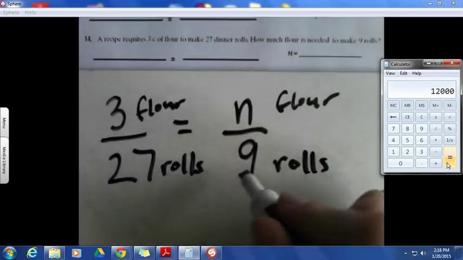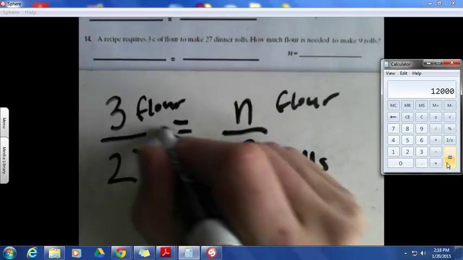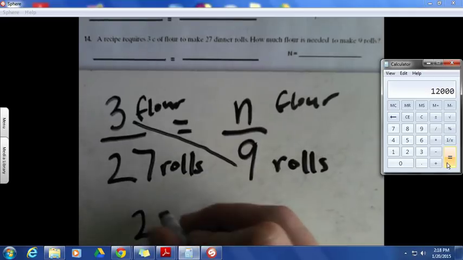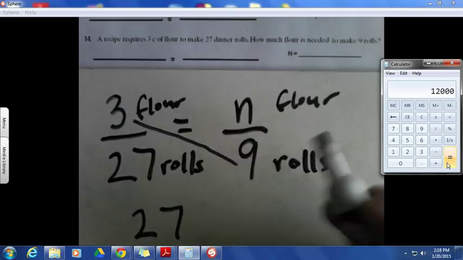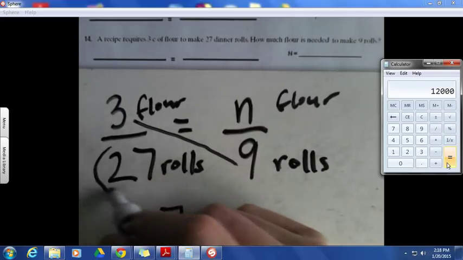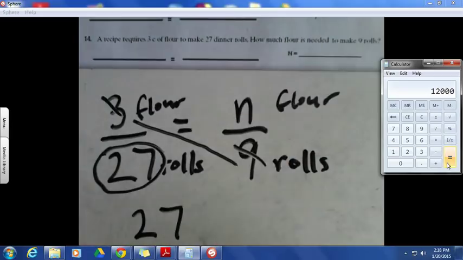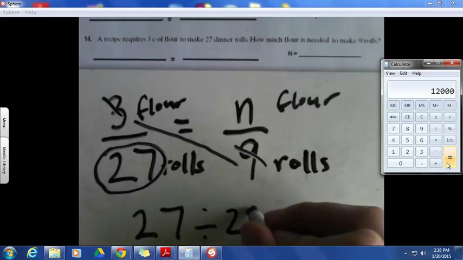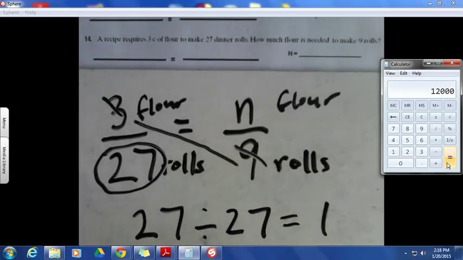Alright, so let's use our rules. What two numbers are diagonal? Well, I have 3 and 9. We're going to multiply 3 times 9, which is 27. Now I'm going to divide by my leftover. The 9's gone, the 3's gone. I have 27 left over. So I'm going to divide by 27, and I get 1. N equals 1.